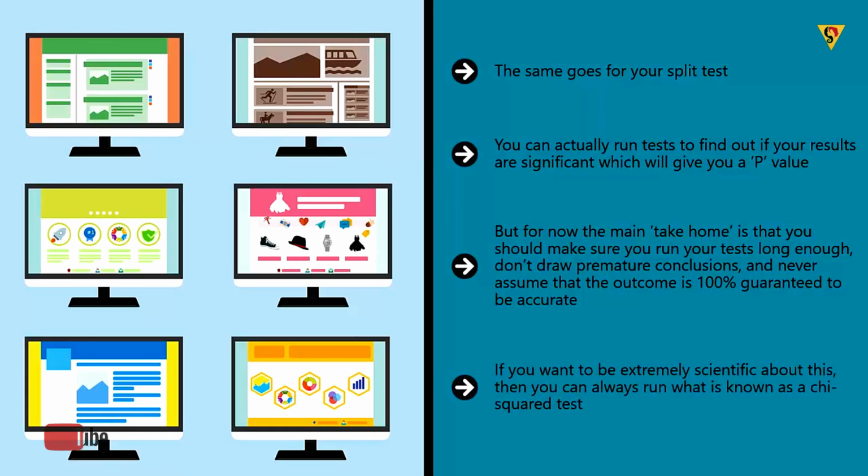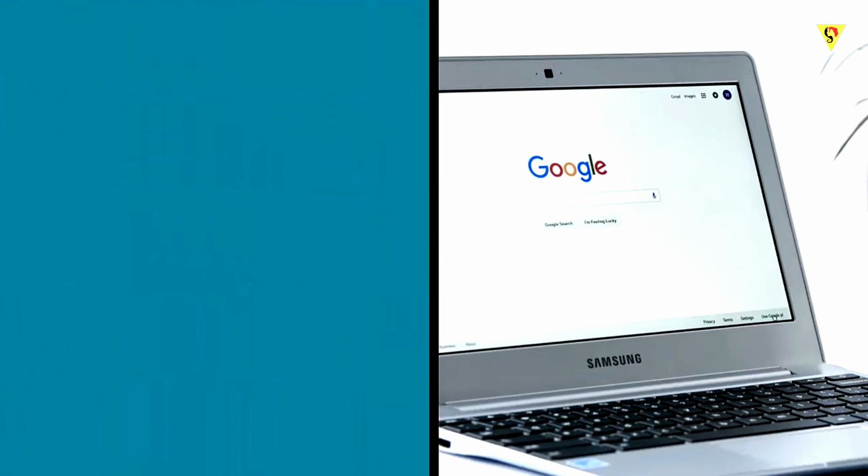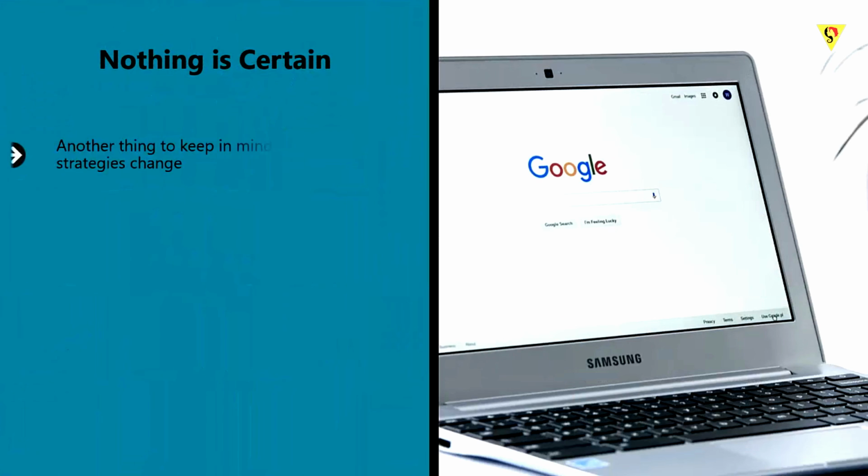If you want to be extremely scientific about this, then you can always run what is known as a chi-squared test. This is a test of significance, which is a calculation that takes numbers, crunches them, and provides a p-value. You can use the number of impressions on each page in order to do this, or the page ranking over a given amount of time. Nothing is certain. Another thing to keep in mind is that SEO strategies change.